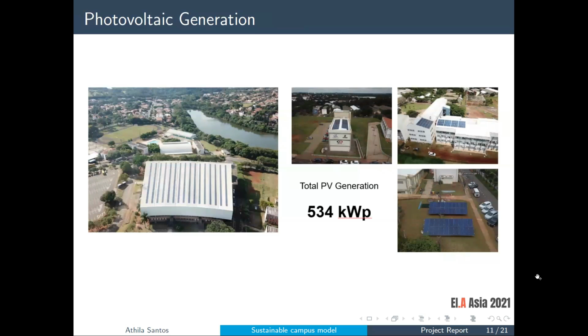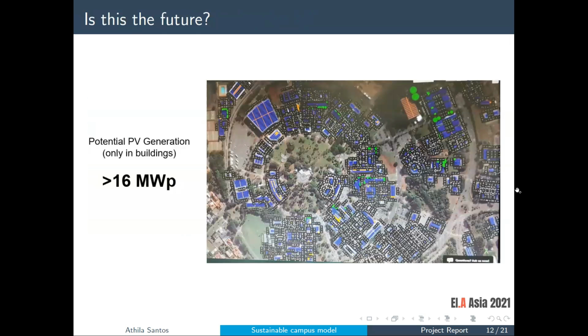Regarding distributed generation, we have pilot cases in some of the buildings, with solar panels installed on the rooftops. So far we have around 535 kilowatt peak of installation, but there is much more potential. If we look at the campus and all the rooftops that allow the installation of this kind of system, we can expand to more than 16 megawatt peak. This is quite an interesting case, but it will not be done in the scope of this project. So it's something for the future.